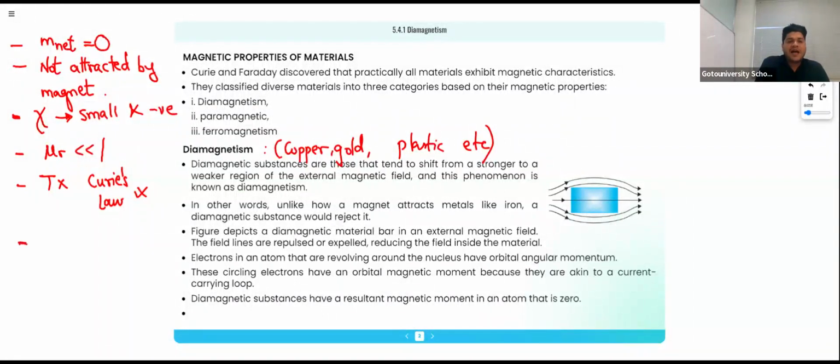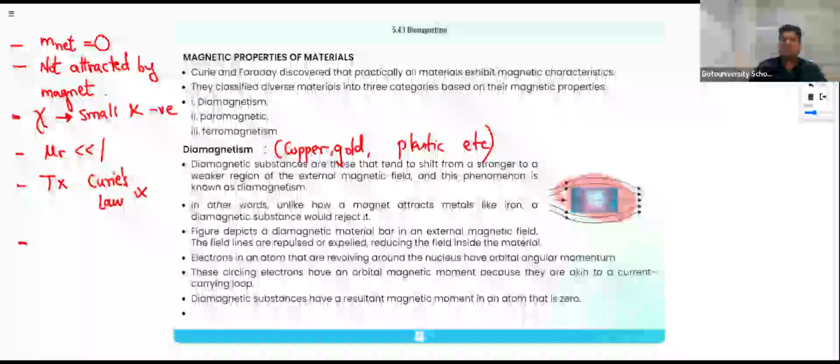Then, if a diamagnetic substance is placed in a magnetic field, the magnetic lines will move away from the material. See this diagram. If diamagnetic material is kept in a magnetic field, the field lines will move away from the substance.